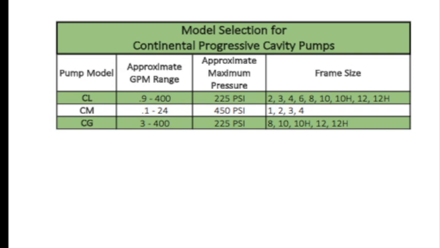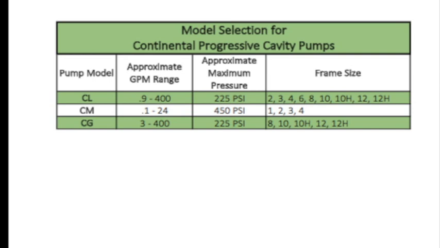Now we'll drop down to the CG model pump. Now the CG model pump is generally used for heavier applications, wastewater treatment plants, things of that nature. And it's going to be able to do a higher volume, but the pressure is going to go down.